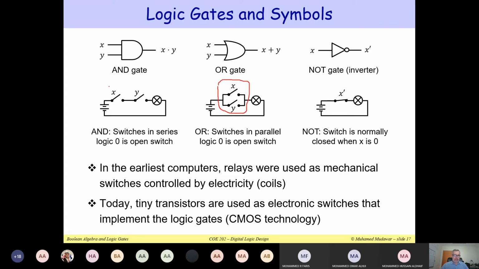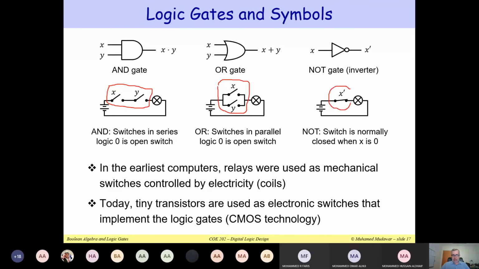Okay, this is my AND gate, which is shown here as 2 switches in series. Now, how about the NOT gate? The NOT gate is shown as a closed transistor.